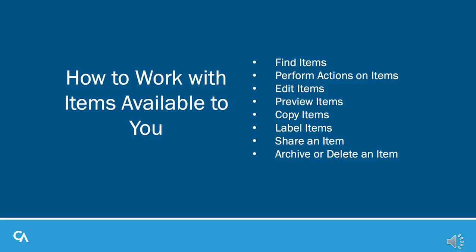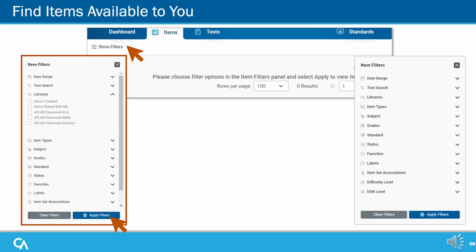In this section, we cover how to perform various actions on items available to you. The actions you can perform may depend on the item status and library. Pre-existing usable items are organized into libraries that are located on the Item Filters panel. Click the Show Filters button on the dashboard to open it, and expand the arrow next to the Libraries option. Make your selections from those listed, and click Apply Filters to display a table of results.